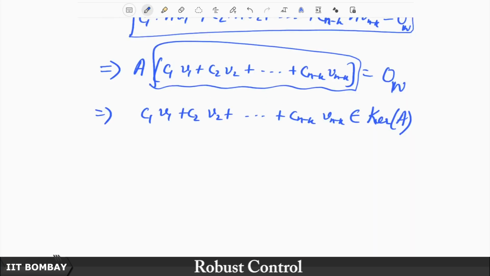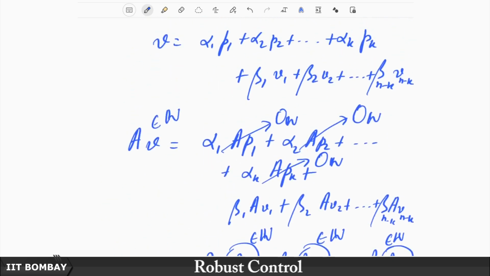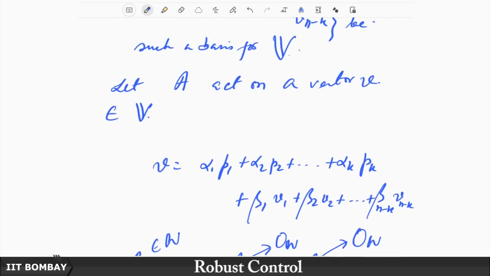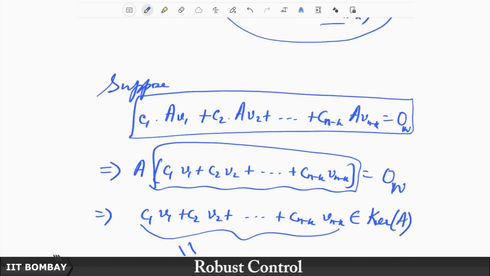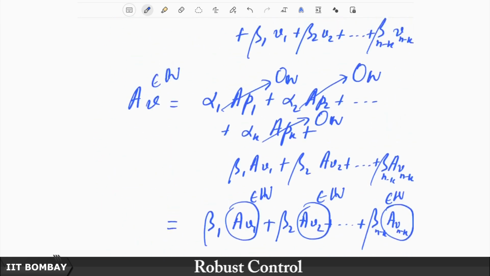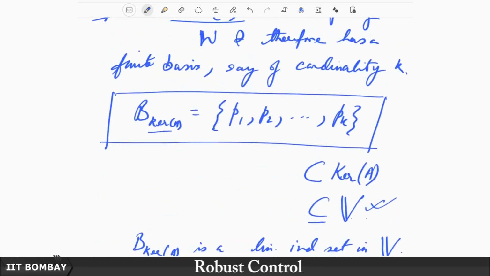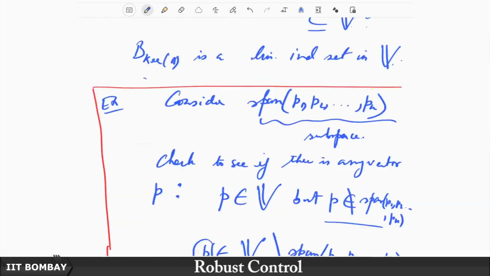But what does that mean? The moment I say that some fellow belongs to the kernel of A, then it can be written as a linear combination of the fellows in the basis for the kernel, because remember the kernel is also a subspace. So, anytime a fellow belongs to the kernel of A, it can be expressed as a linear combination of the fellows in the kernel of A. But what is the basis for the kernel of A? That is exactly what I started my construction with. The kernel of A has a basis given by p1 through pk, this particular set.